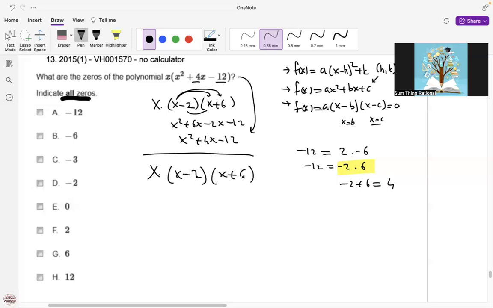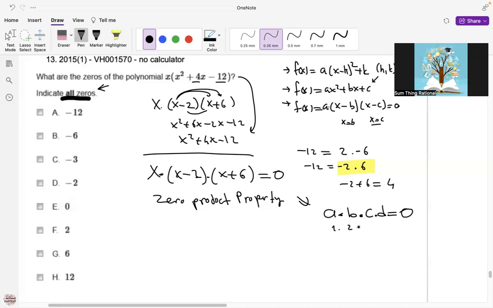Now the question is asking what makes this expression 0, because we are trying to find the zeros of the polynomial. According to the zero product property. What does the zero product property say? If the multiplication of several variables is 0, meaning a times b times c times d, and we can continue as many as possible, equals 0, then to get the result 0, at least one of them must be 0. Otherwise, you cannot get 0.